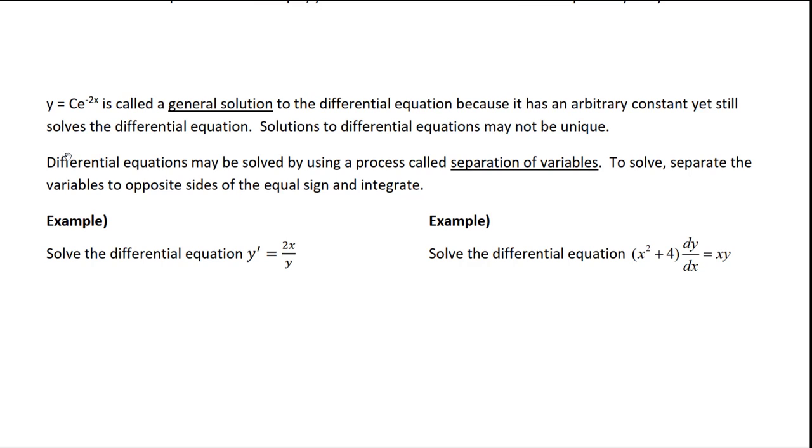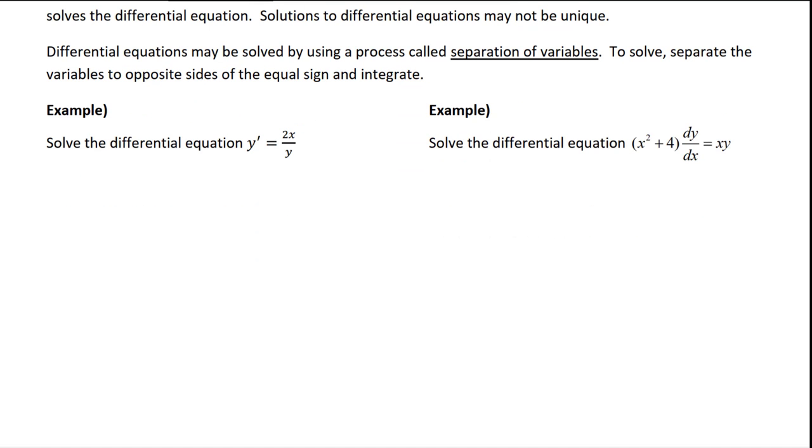So how do we solve differential equations? Well, we solve them using what we call separation of variables. In order to solve, we separate the variables to both sides of the equal sign and integrate. Let's go through an example here. So this is y prime equals 2x over y. Well, y prime is also written as dy over dx.